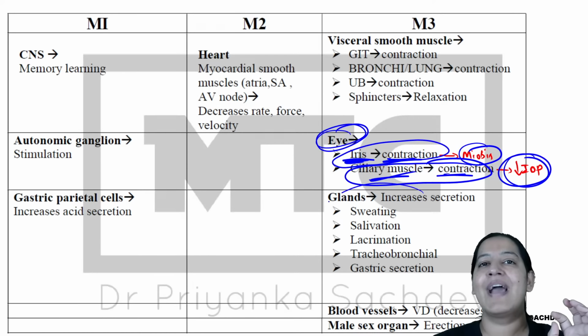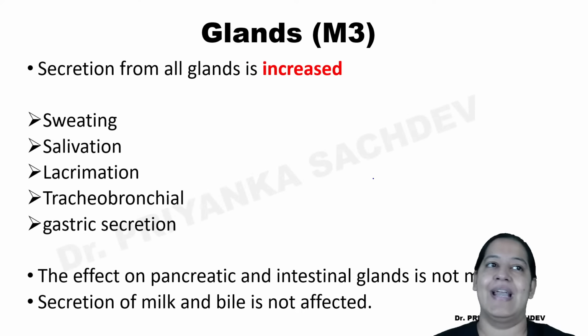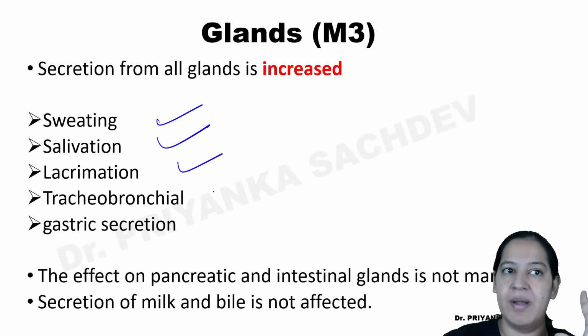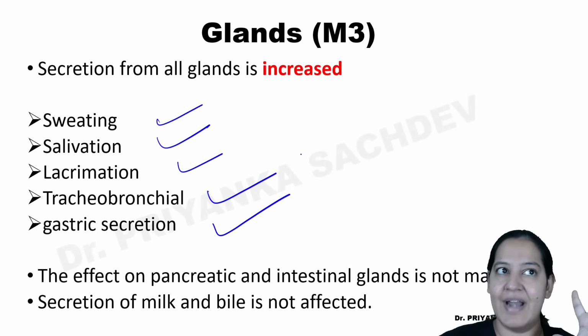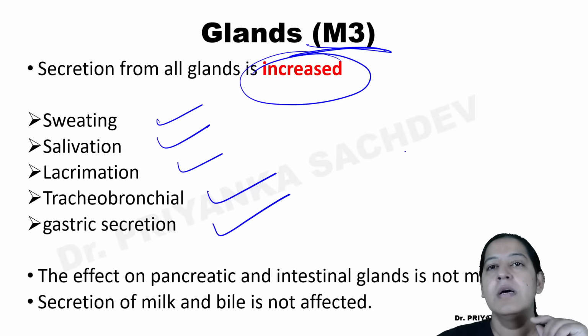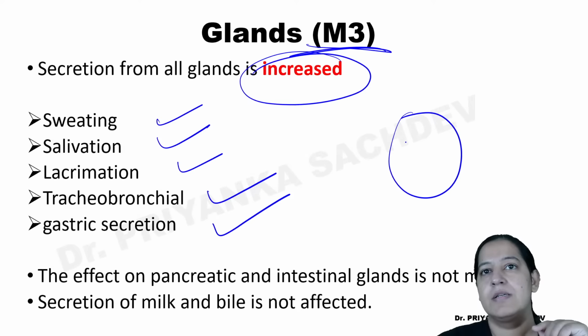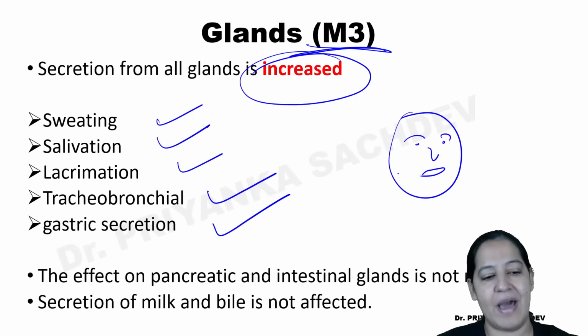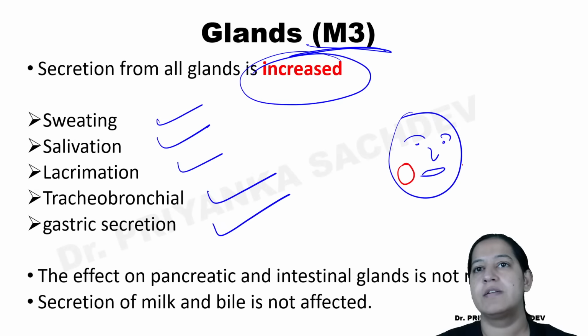So let me come to the next point, glands. All glands, whether sweat gland, salivary gland, lacrimal gland, tracheobronchial gland, or gastric gland, the secretion of all glands is increased. All glands contain M3 receptors on them. So let me draw a face. This is the face, this is the nose, this is the mouth. This is the parotid gland I want to draw here, just beneath the ear.